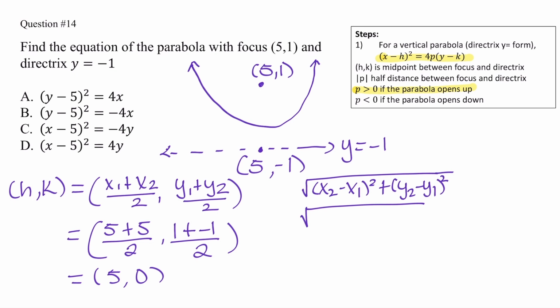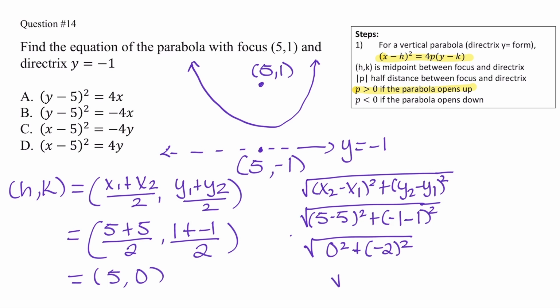So in this case, I have x2 minus x1 squared. So that is going to be 5 minus 5 squared plus y2 minus y1. So I have negative 1 minus 1 squared. So that is going to be the square root of 0 squared plus negative 2 squared, right? So that's just going to be the square root of 4, which is 2. So that is going to be double p, right? Because the absolute value of p is going to be half the distance between this. So the absolute value of p is going to be half of 2. So that means that p is equal to 1.